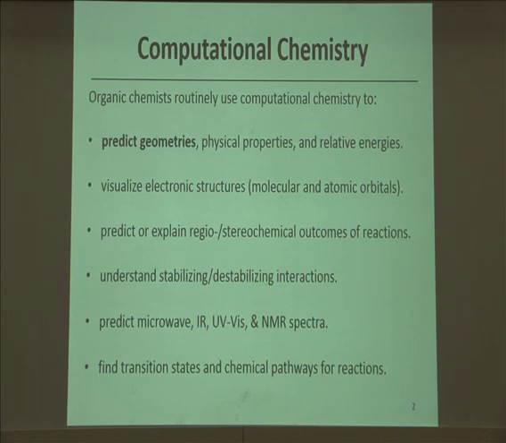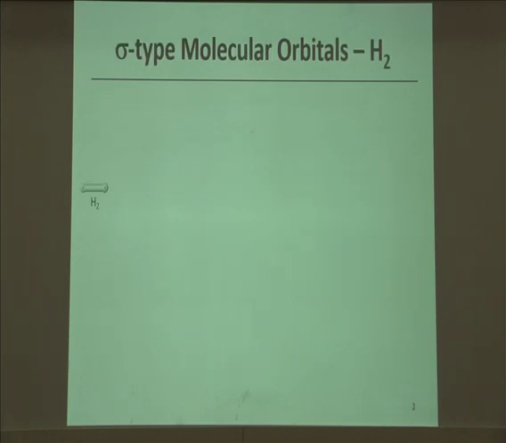So in order to do all this, we need a little bit of background understanding, and that's what this lecture is designed to provide. We're going to start by talking about some sigma-type molecular orbitals, and I've chosen hydrogen here as our example species. It's the simplest molecule to look at. Hydrogen is made of an overlap between two hydrogen atoms, each contributing a 1s orbital with one electron to form a chemical bond between those two H atoms.